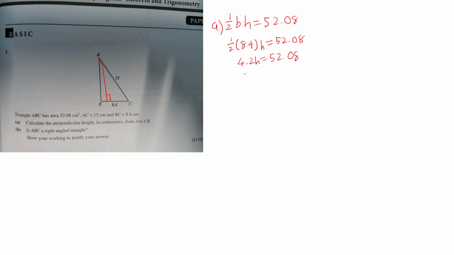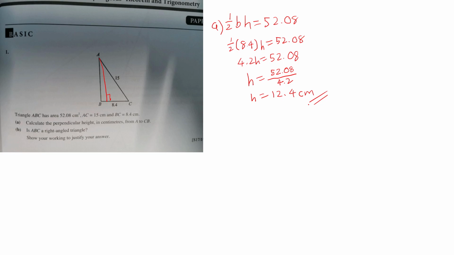Next, I will bring the 4.2 over. H will be equal to 52.08 divided by 4.2. The 4.2 is times H, so when I move it over, it becomes divide. So the height will be 52.08 divided by 4.2. It will give me 12.4 cm. And this will be my answer for part A.